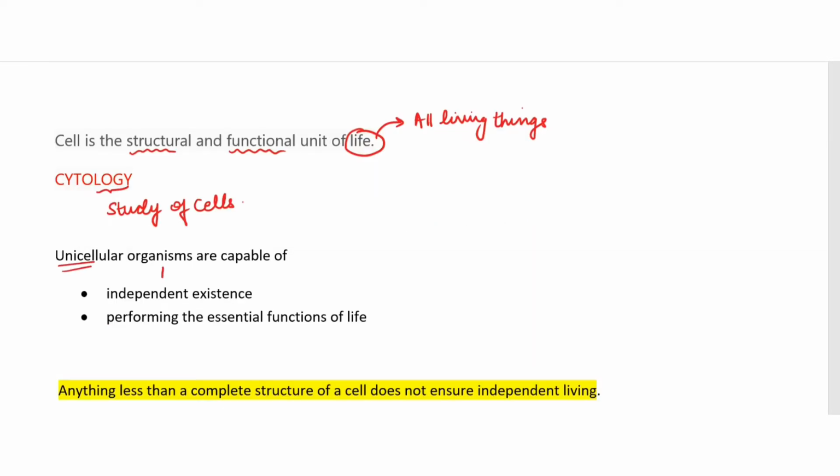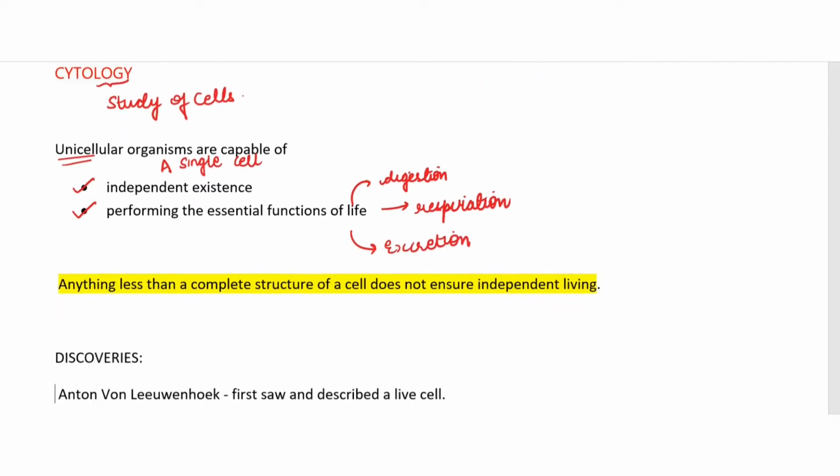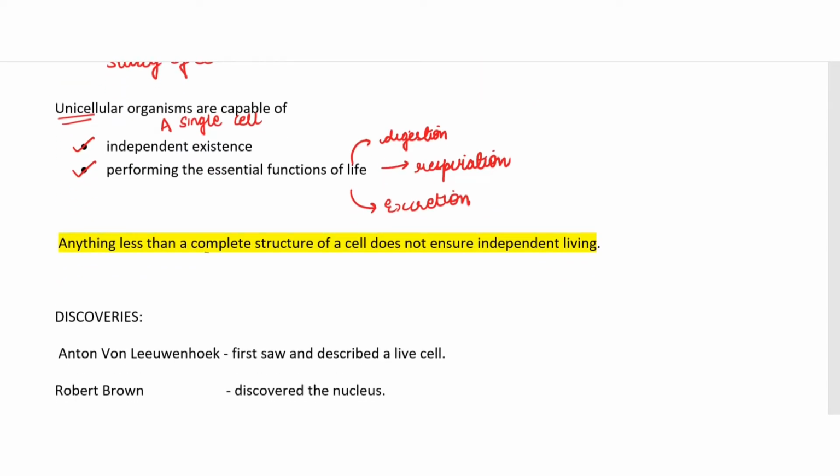A unicellular organism, that is, a single cell, is capable of independent existence and performs essential functions of life like digestion, respiration, and excretion. Anything less than a complete structure of a single cell does not ensure independent living, which means it cannot exist independently in nature. So the minimum requirement for life is a single cell.